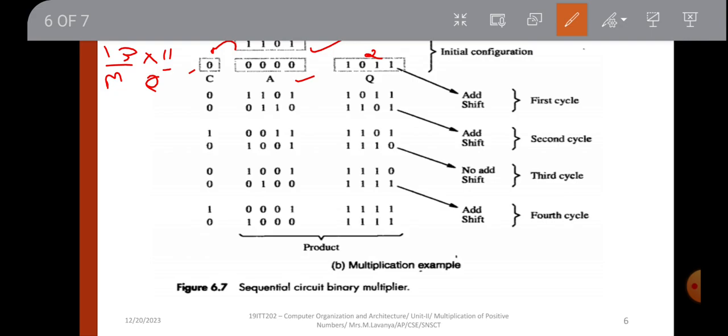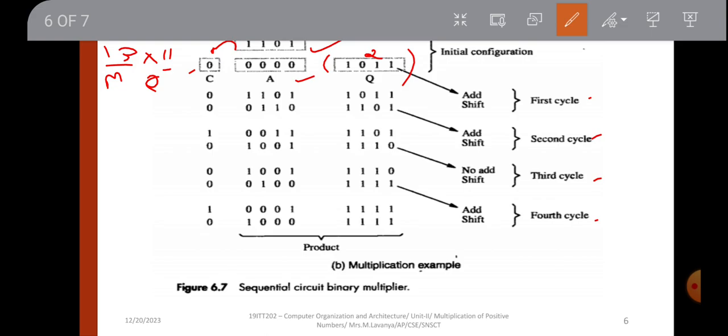In this, the total number of steps will be calculated based upon the size of Q. If Q is of 4 bits, we have to perform addition and shift for 4 cycles. Our number is 11, which is 4 bits, 1 0 1 1. So we are performing the operation for 4 cycles. It is of only 2 steps: add or no add, and the shift process.